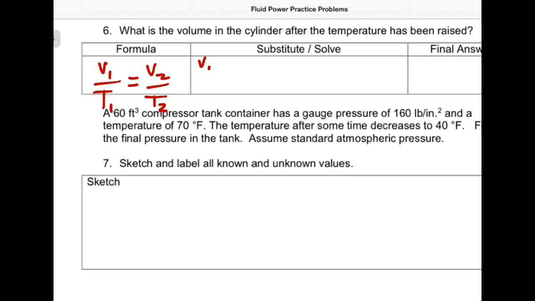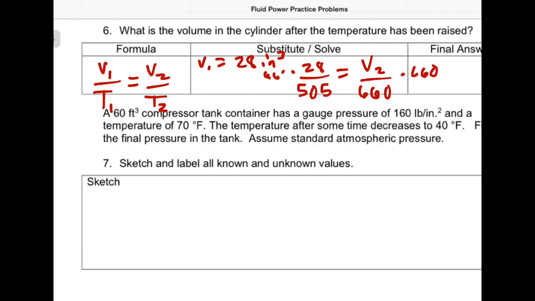V1 was 28, I think, inches cubed. So we can have 28 inches cubed over degrees Rankine. That was 505. And that has to be equal to the volume V2 over, this was 200 plus whatever, 660. I'll multiply both sides by 660 and see what I get.